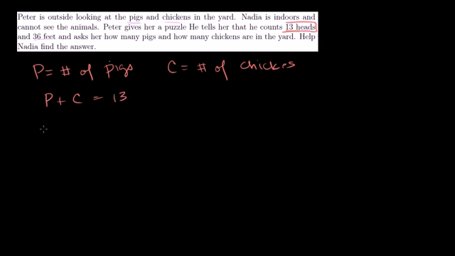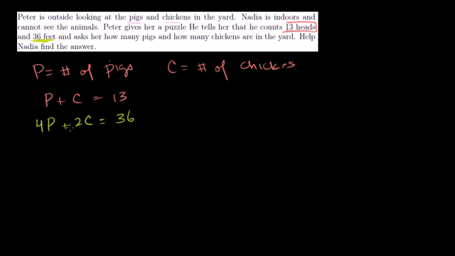And then 4 times the number of pigs, right? Each pig has 4 legs. So 4 times the number of pigs plus 2 times the number of chickens, assuming we're dealing with 2-legged chickens, is going to be equal to the number of feet. Is equal to 36. So once again, we have 2 equations with 2 unknowns.